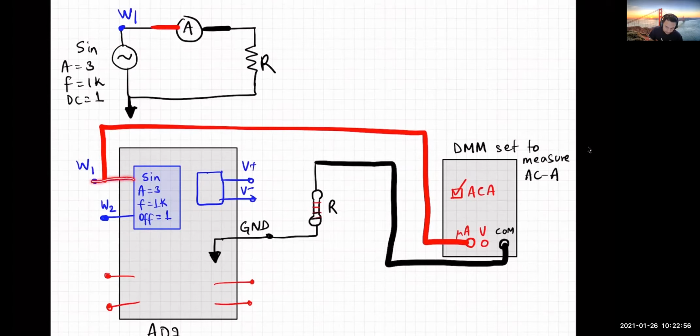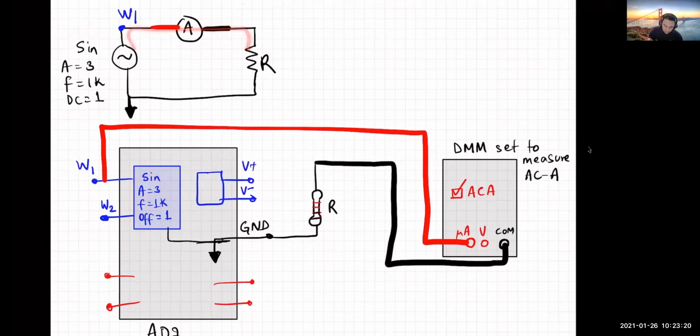These signals come out on pins labeled W1 on your AD2. And this is also referenced to the common ground here. So you're going to set up the wavegen to output amplitude of 3, frequency of that, everything as you need it, and then connect that to the resistor, right?